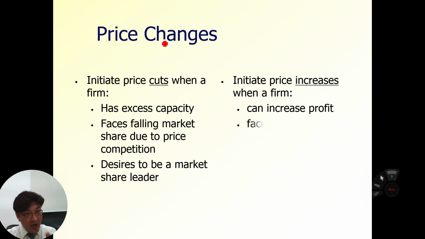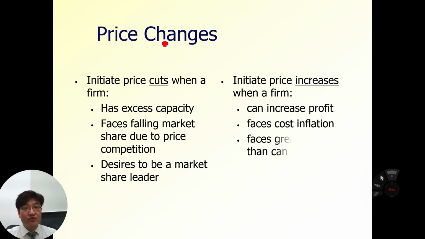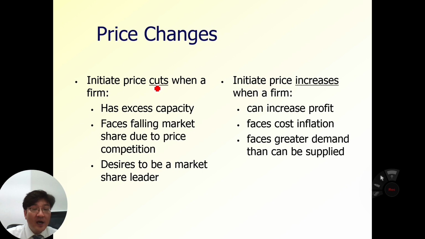When we change the price for a longer duration of time, we need to think about whether we cut the price or increase the price, right? When do we cut the price? When the company has excess capacity and we need to sell more product, then we cut the price. If our market share is going down, then we also cut the price. Likewise, if you want to increase market share and try to be market leader, then you also cut the price too.